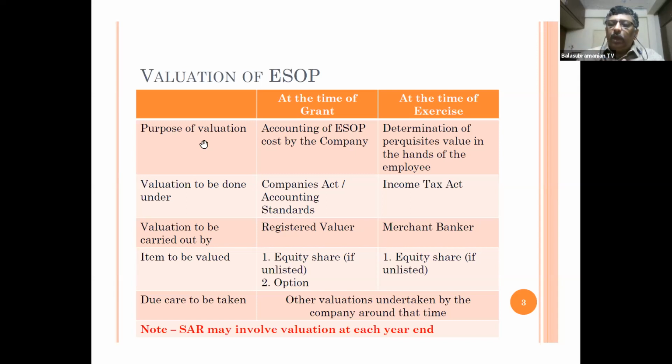The second time when valuation is required is at the time of exercise. Whenever the options are vested, and then after vesting it is exercised, it needs to be valued. Here, the purpose of valuation is for taxation in the hands of the employee. As you all know, the ESOP is considered as a perquisite in the hands of the employee at the time of exercise. So at the time of option, there is no taxation on it, absolutely straight. But at the time of exercise, there is a taxation which arises. For that purpose, there is a need to value it.